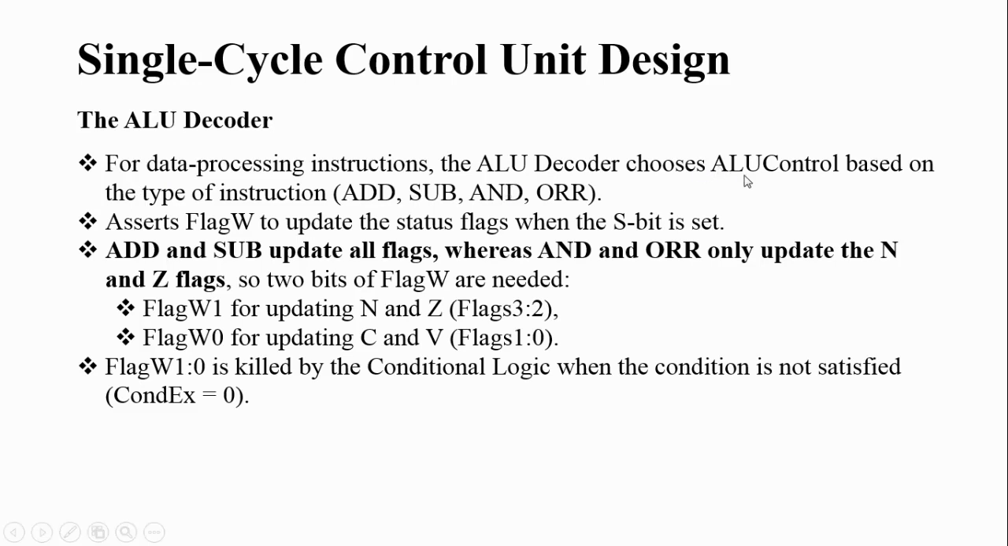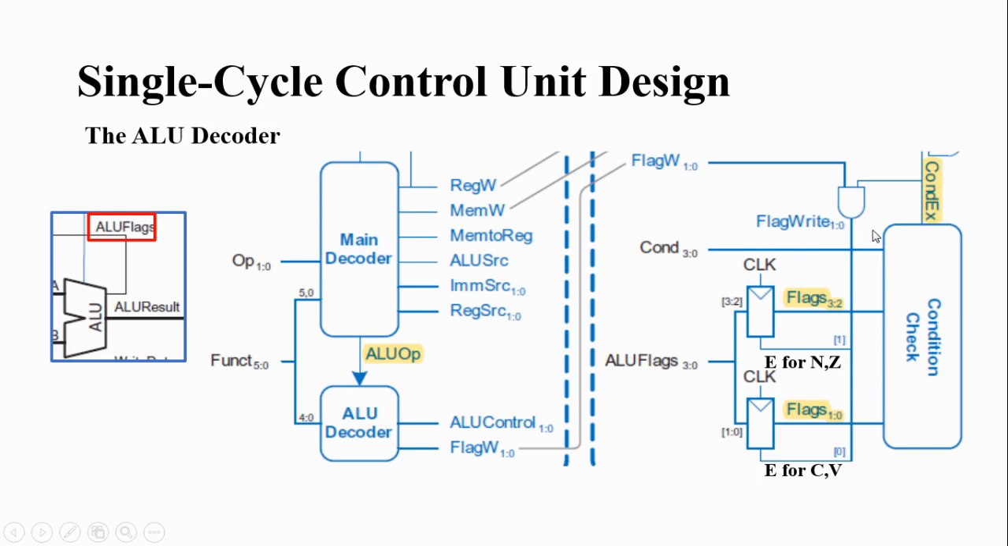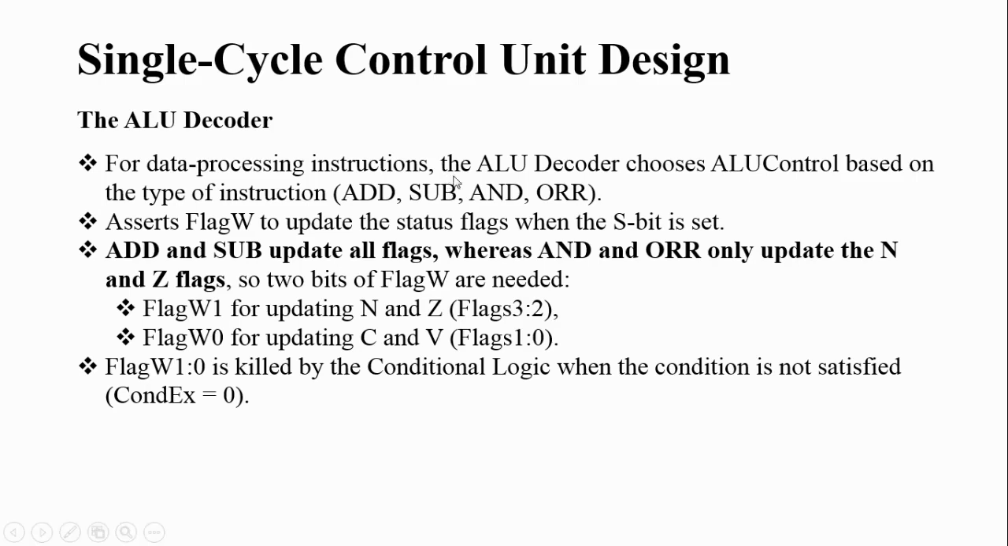The ALU decoder chooses the ALU control signal based on the type of instruction: add, sub, and, or, right? You can see one ALU control signal is there, this signal. This signal is generated by the ALU decoder. It decides which operation should be done on the processor, whether it is AND, add, sub or OR.